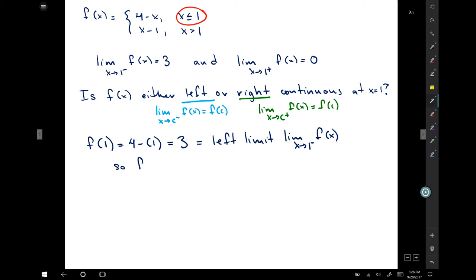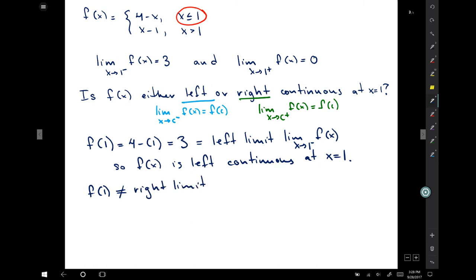So f of x is left continuous at x equals 1. And we notice that f of 1 is not equal to the right limit. It's not equal to the limit as x goes to 1 from above of f of x, because we computed that that was 0. So f of x is not right continuous at x equals 1.